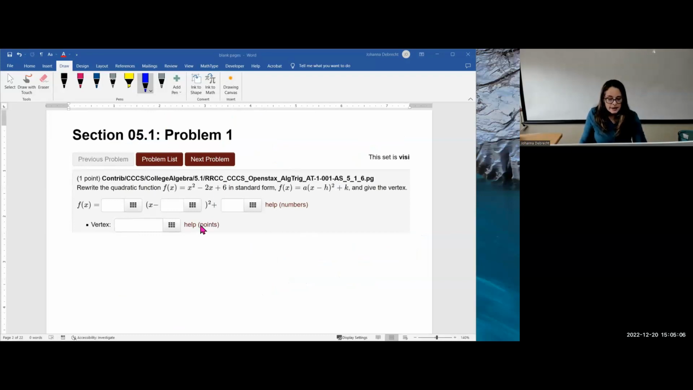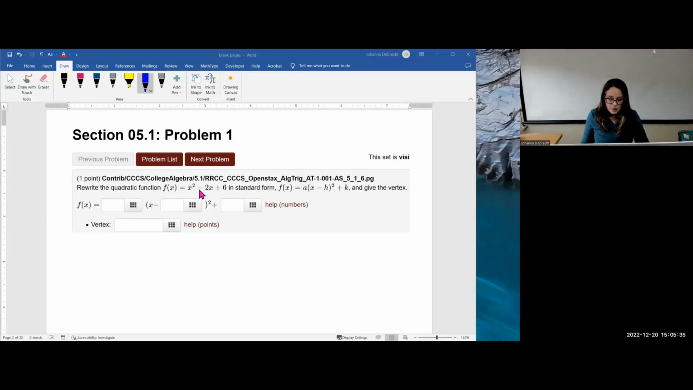So you can see right here that we're looking at section 5.1. This is problem 1 out of the OpenStax Algebra and Trigonometry 2nd edition book. And when we're looking at this, we have the function f of x equals x squared minus 2x plus 6. Now, the first thing to notice is that a right here is not written, but it's understood to be there. It's the number 1. It is positive, which means that this has to open up. It's an upward opening parabola.